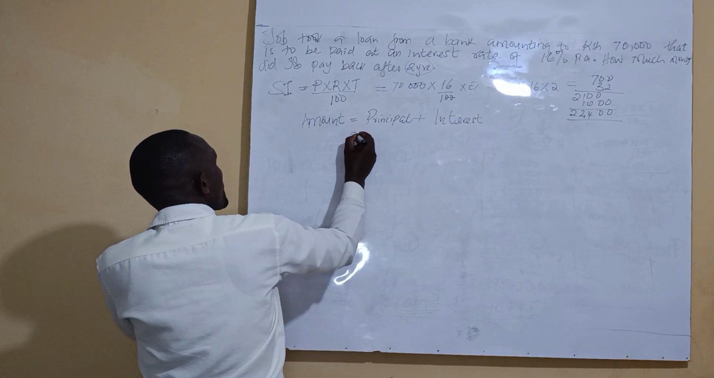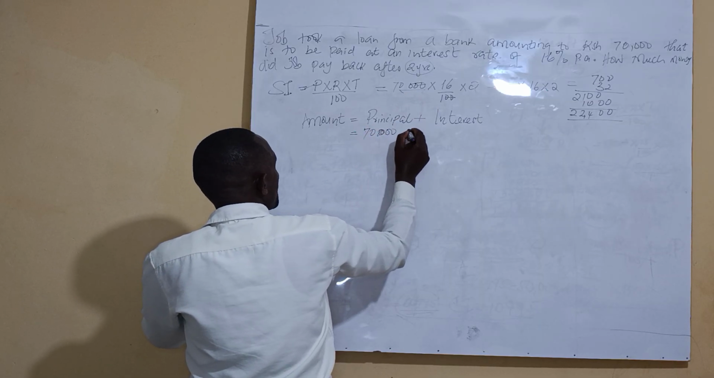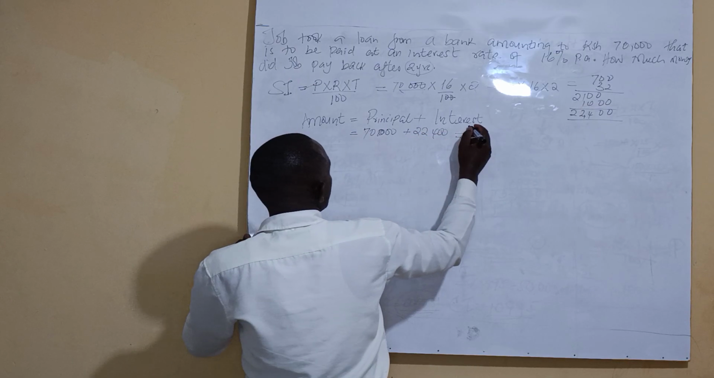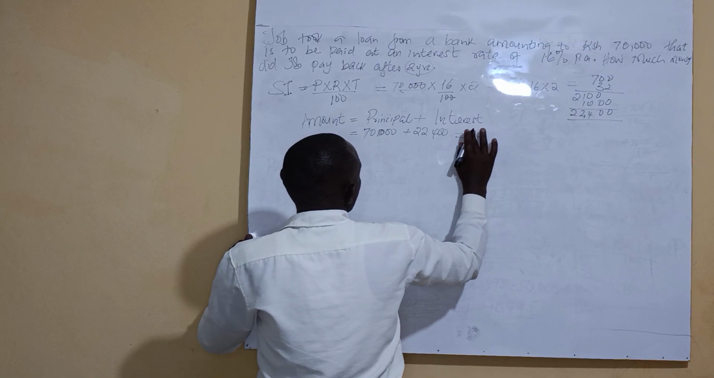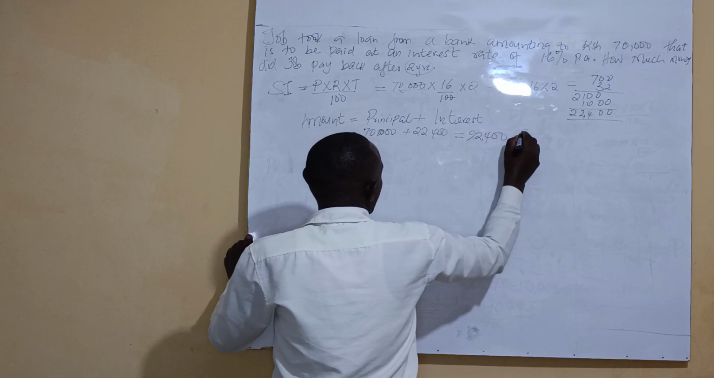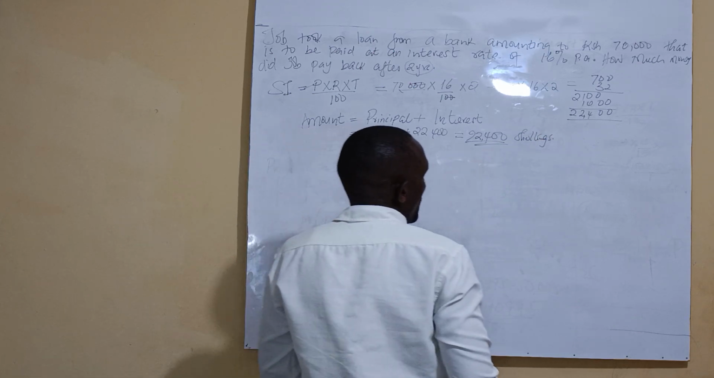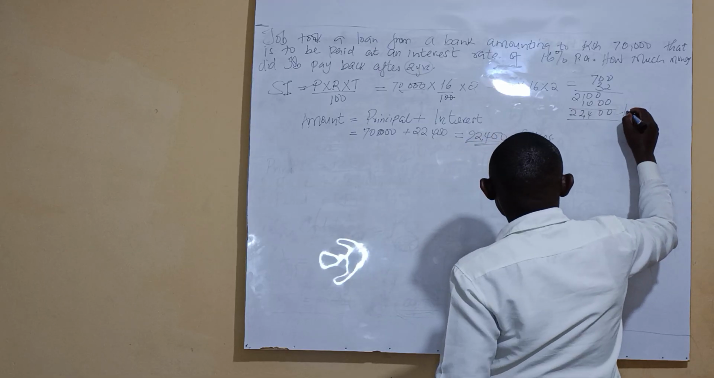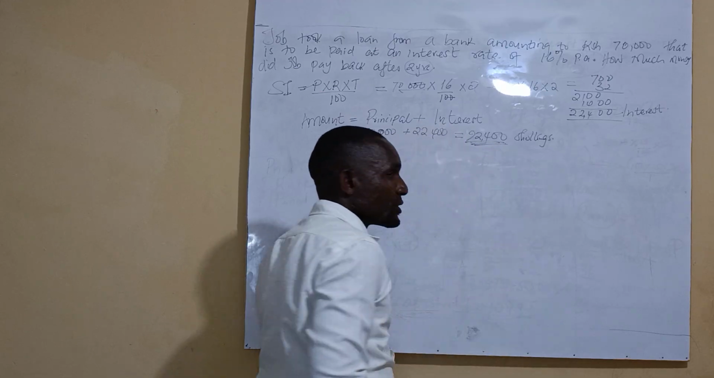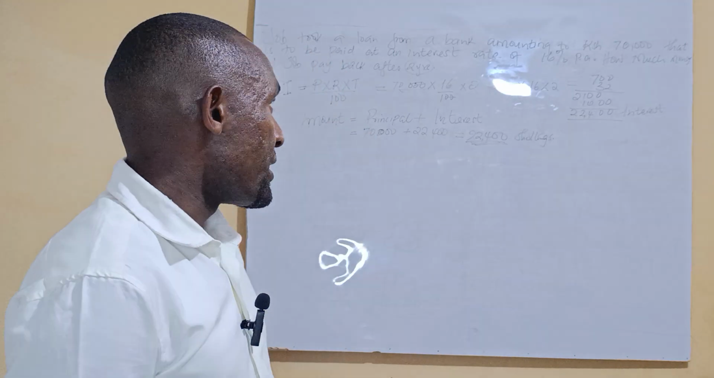And now the principal amount that we have here is already 70,000. So it is 70,000. You add the interest, which is 22,400, and we get 92,400 shillings. Now remember that these are two different questions, whereby this one is only giving us the interest, and this one is giving us the amount. We said the amount is a total of the principal plus the interest.